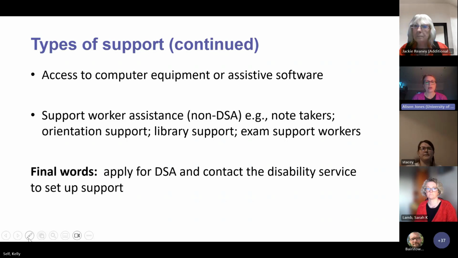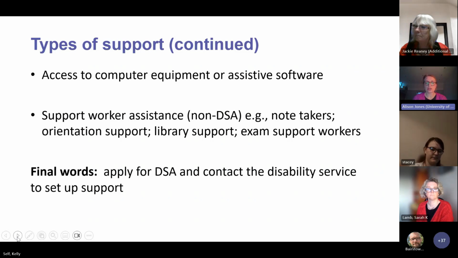Access to computer equipment and software. Ideally, that would come through DSA, but lots of universities do have software available within their libraries, for example, that students can access. And then in terms of support worker assistance, some of that would be funded through DSA, so the mentoring, study skills tuition, for example, but not all of it.